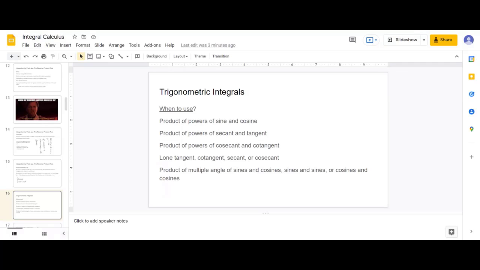Okay, so this is chapter 7.2, trigonometric integrals. So when to use it, I wrote a list. Hopefully this is exhaustive, or it covers all cases. I think it does. If you have products of powers of sine and cosine, products of powers of secant and tangent, same thing for cosecant and cotangent. If you have a tangent or a cotangent or a secant or a cosecant by itself, this is also a trigonometric integral. Or you have a product of sines and cosines, sines and sines, or cosines and cosines with multiple angles. That means like, well, you'll see.